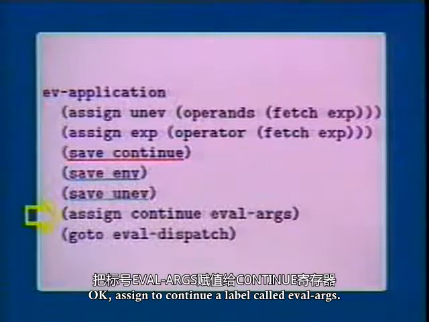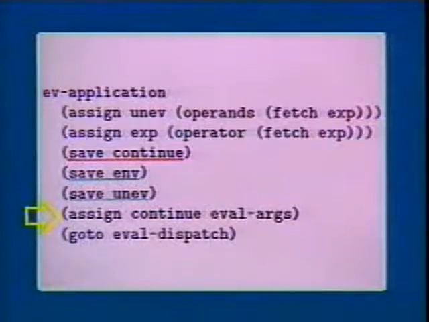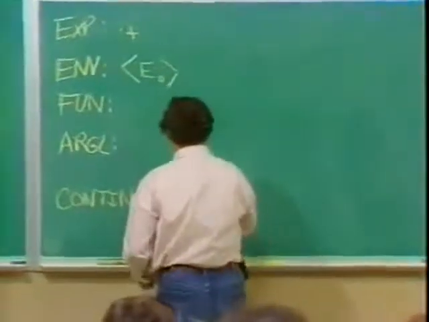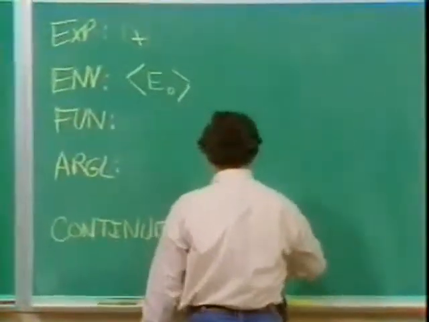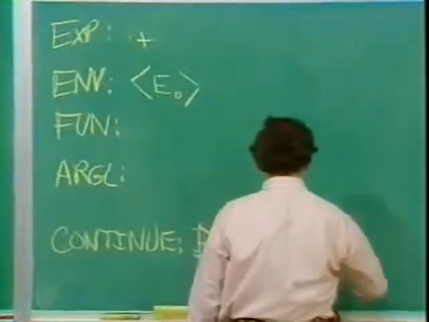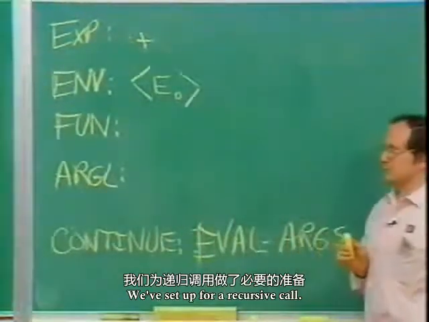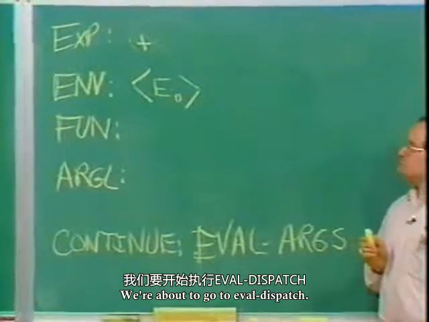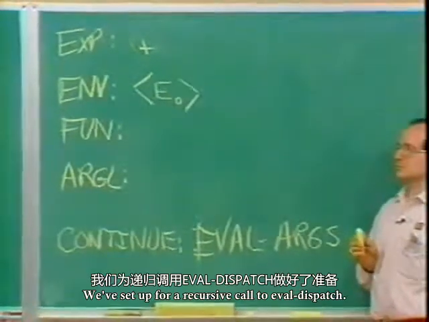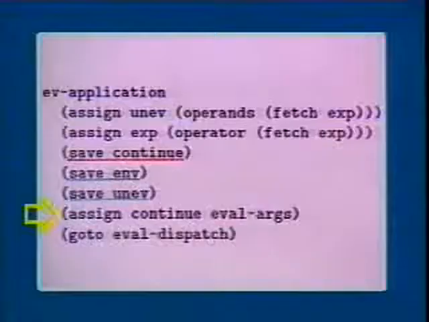Okay, assign to continue a label called eval args. Now what have we done? We've set up for a recursive call. We're about to go to eval dispatch. We've set up for a recursive call to eval dispatch.